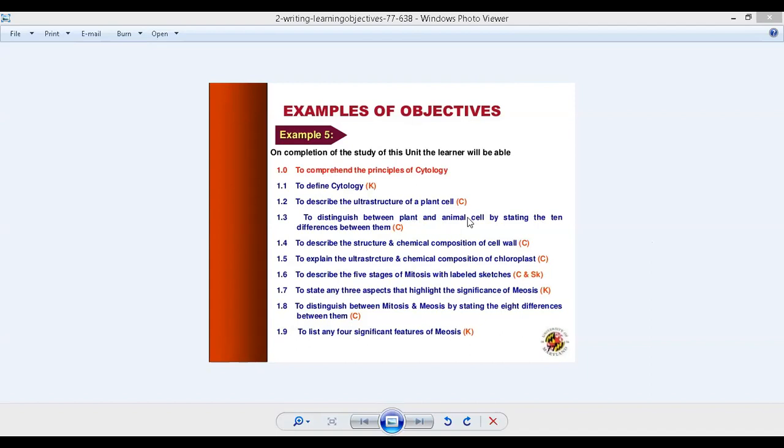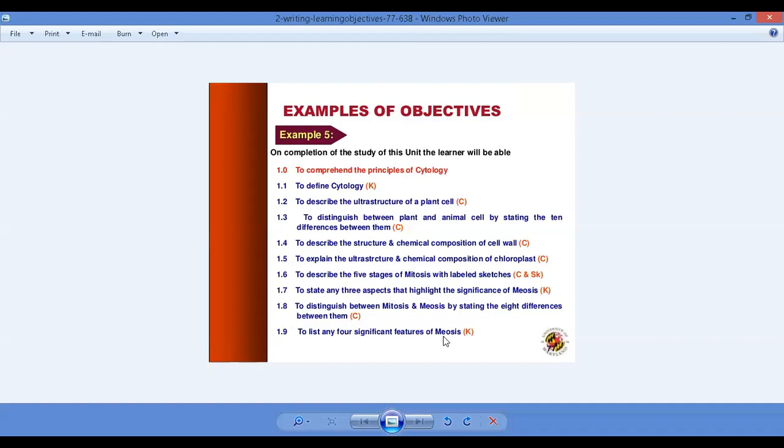Distinguish what? Plant and animal cell. How? Stating how many? 10 differences between them. To describe the structure and chemical composition of cell wall. To explain the ultrastructure and chemical composition of chloroplast. To describe, explain, all these things are there. To describe the 5 stages of mitosis with labeled sketches. To state any 3 aspects that highlight the significance of meiosis. To distinguish between mitosis and meiosis by stating the 8 differences between them. To list any 4 significant features of meiosis.